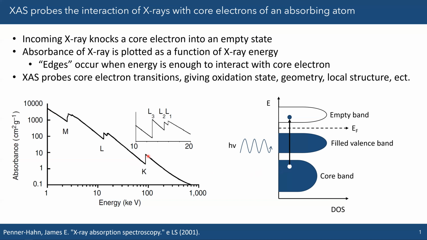And you have different kinds of edges. You can see they're labeled by the letters K, L, and M. They really just correspond to your principal quantum number. So K is n equals 1. A K edge would be the promotion of, say, a 1s core electron into an empty state, where L would be maybe a 2p or 2s electron. So what XAS does is it probes these core electron transitions. In doing so, it can give very useful information such as oxidation state, geometry, local structure, and more.